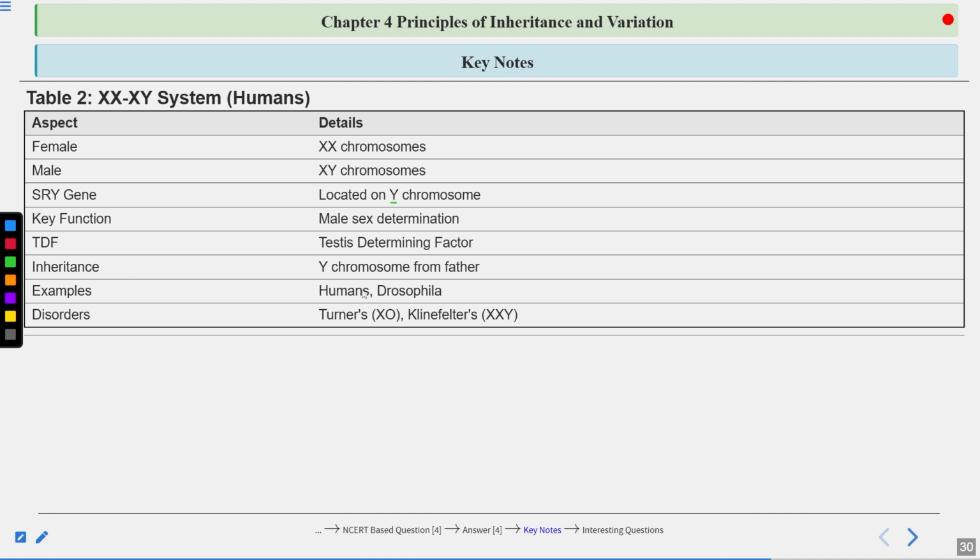Then examples are humans and Drosophila, and there are some disorders also related to sex chromosomes, like Turner syndrome. In Turner syndrome, there is a lack of an X chromosome here. In Klinefelter syndrome, a person has an extra X chromosome. There is an additional X chromosome here.